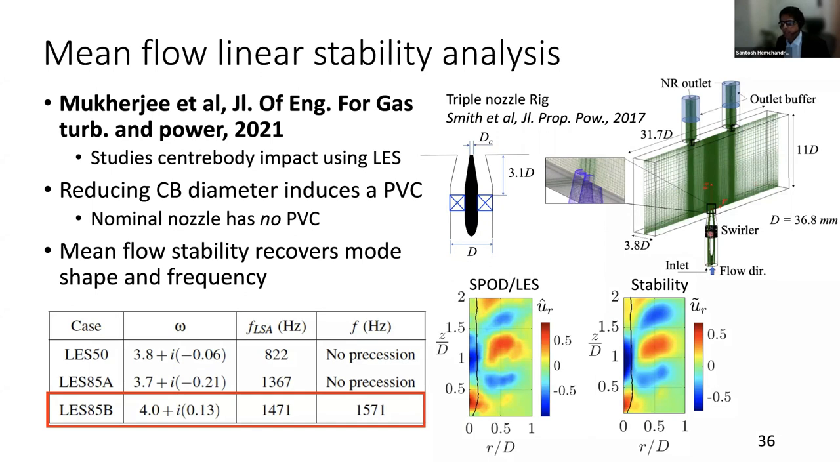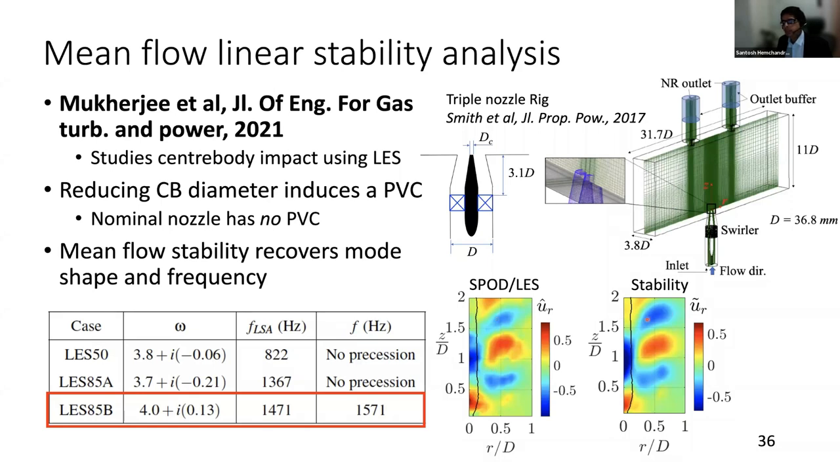That has a flow coming in here, an axial swirler coming out, and there's this big rectangular box. And they've written several papers on it, looking at how this particular rig responds to transverse forcing, etc. But what we did was take the time average flow from an LES of this rig, apply linear stability, and then compare what we get from the full nonlinear LES and the stability.